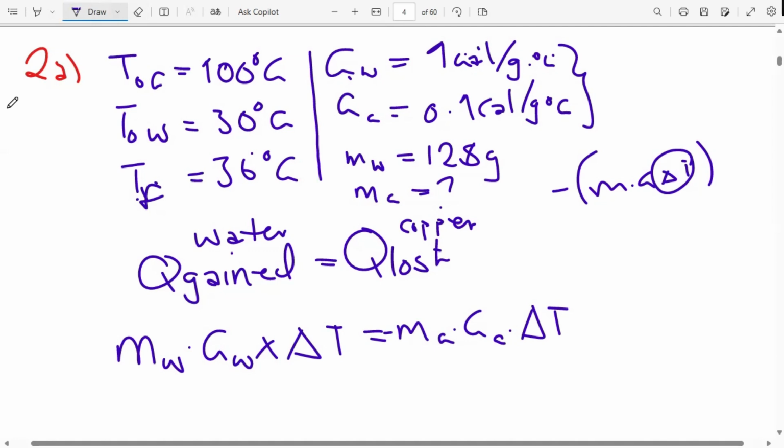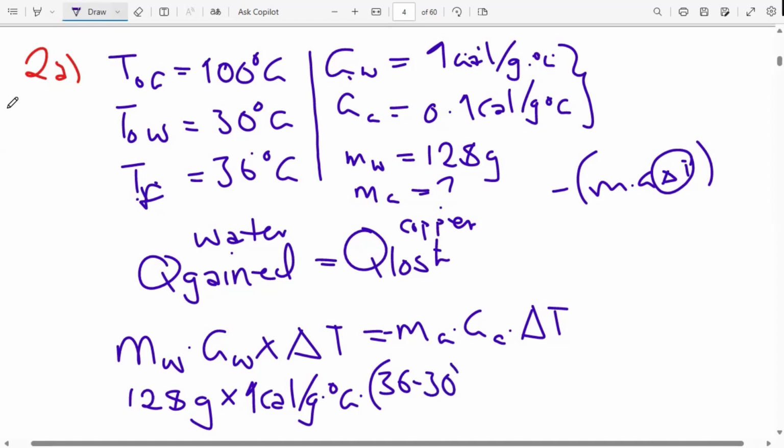Okay, so we can start plugging what we have into this formula. We've been given the mass of water to be 128 grams, multiplied by the specific heat capacity of water, which is 1 calorie per gram degree Celsius, multiplied by the change in temperature. The change in temperature is the final temperature minus the initial temperature. So this will be the equilibrium temperature, 36 minus 30. And this is going to be equal to the mass of the copper that we're trying to calculate, multiplied by the specific heat capacity of the copper, which is 0.1 calorie per gram degree Celsius, multiplied by the change in temperature.